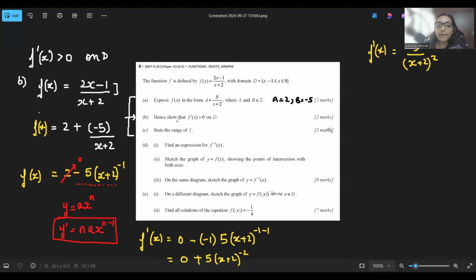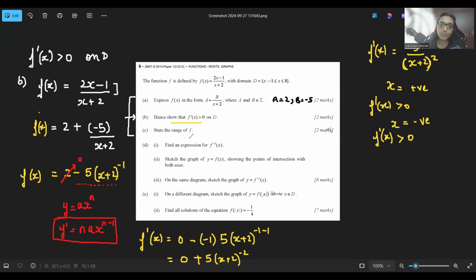Now the question says that we have to show that this is greater than 0. Clearly, we have a positive number on the top, the numerator is positive. And look at the denominator. So it depends on the value of x, right? If we take x as a positive number, we'll get f dash x greater than 0. Even if we take x as a negative number, since the denominator is squared, we'll get f dash x greater than 0. Hope you understood this.